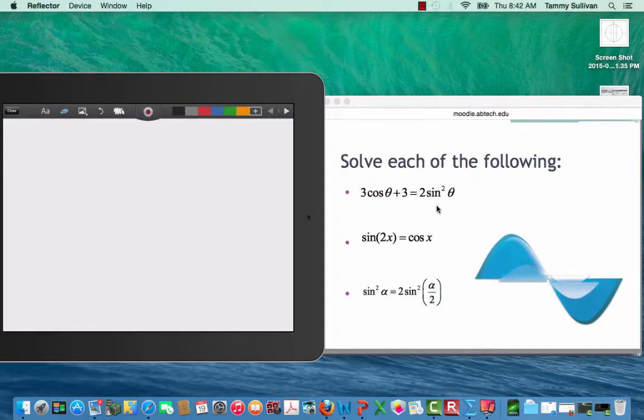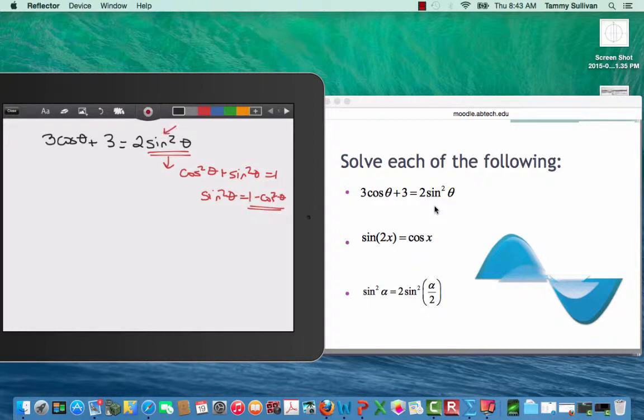So for this very first trigonometric equation, I've got to worry about the fact that I've got two different trig equations going on, and I look here and I can quickly do the Pythagorean identity to substitute in here. You know that cosine squared theta plus sine squared theta equals 1. So sine squared theta is 1 minus cosine squared theta. So I'm going to do that substitution in right here.